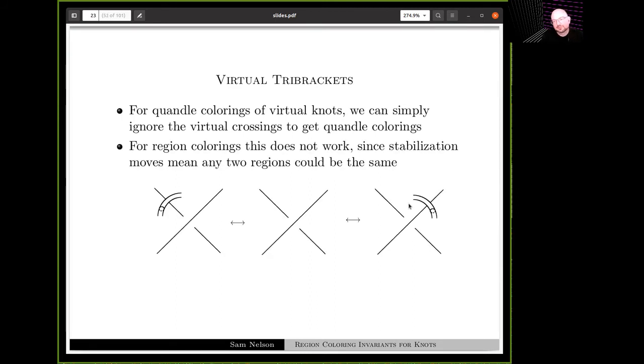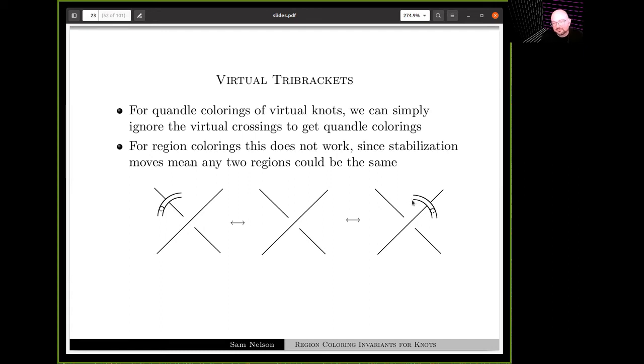But for region colorings, that doesn't work. And the reason is because virtual knots have this stabilization move where you can think of a virtual knot as an equivalence class of knots drawn on a surface, on some compact surface like a sphere or torus or something. But you have to allow stabilization, meaning that at any point you could remove disks from two regions that don't intersect the knot, and then join them together with a tube, with a handle.